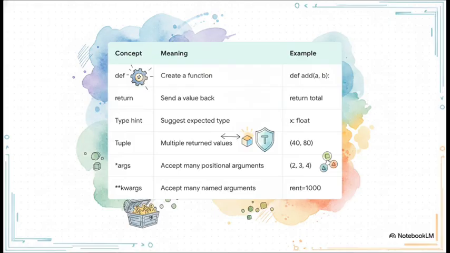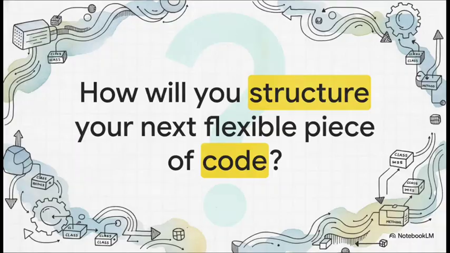And finally, our ultimate flexibility duo, star args to accept as many positional arguments as you want, and double star kwargs to accept as many named arguments as you want. Take a second to just absorb the full power of defining, returning, and handling flexible inputs that this table represents. So you now have the complete foundational toolkit for passing data in and out of Python functions. But here's the really exciting part. This is just the beginning.